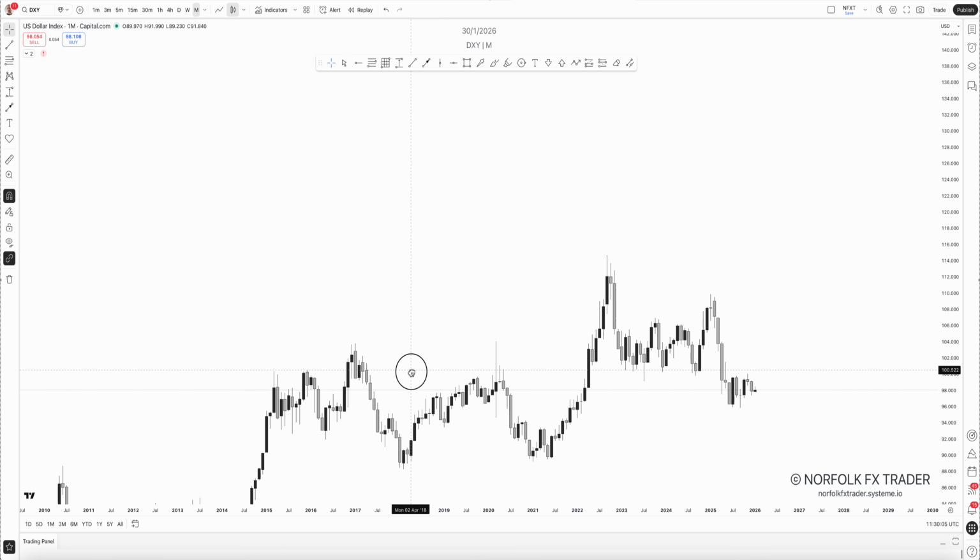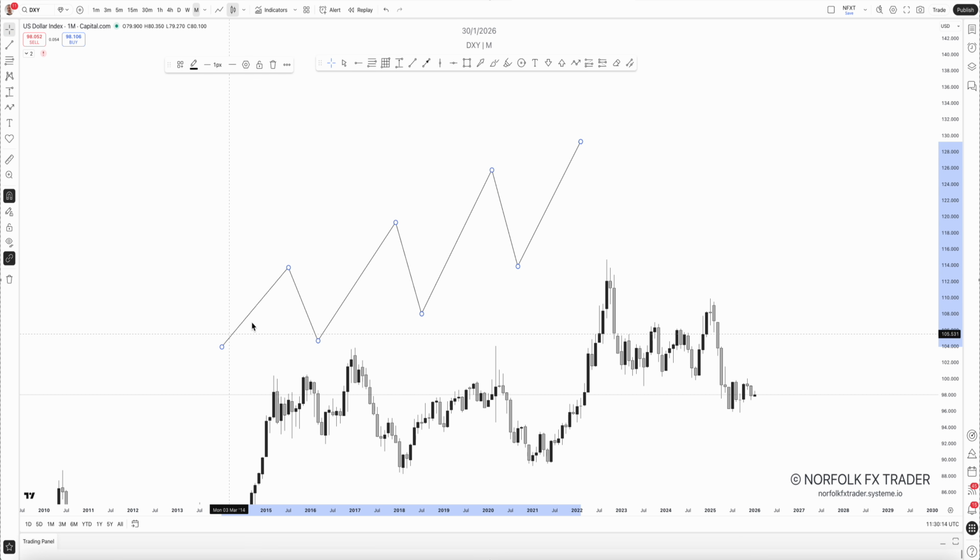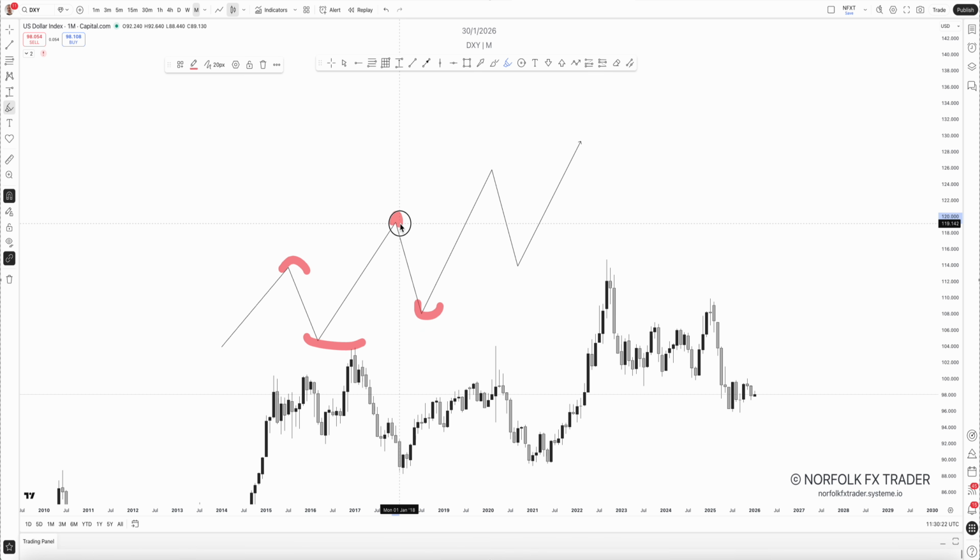Now, let me first quickly go through how we're going to look at our structure. When we're looking at a bullish market, we're looking for higher highs and higher lows in the market. That creates our uptrend. Now, we're also going to use a specific way of marking out our highs and lows, a method I'm going to show you in this video.